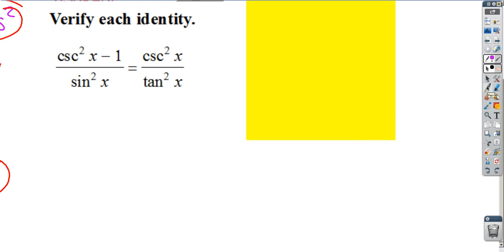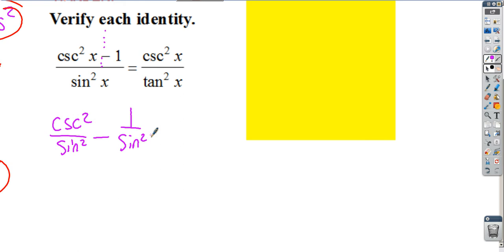Okay, and then in general, by the way, there are many different ways to solve these problems, so the way that I'm going to show you is not the only way, but in general when you see a fraction, it's a good idea to do what we did before, which is split it. So we'll have cosec squared over sine squared minus 1 over sine squared. Okay, and then I'm only going to stay with one side.